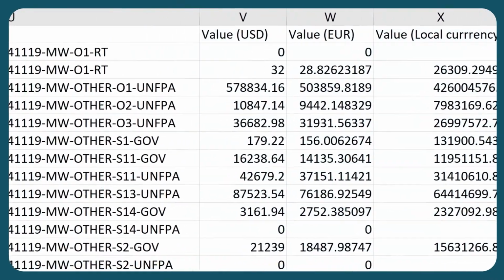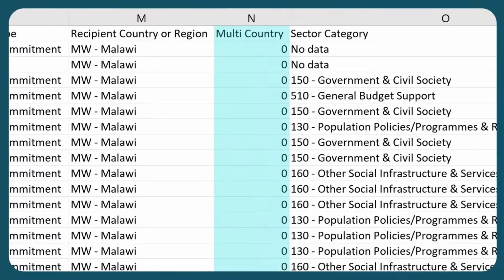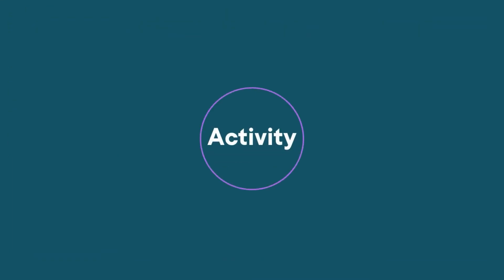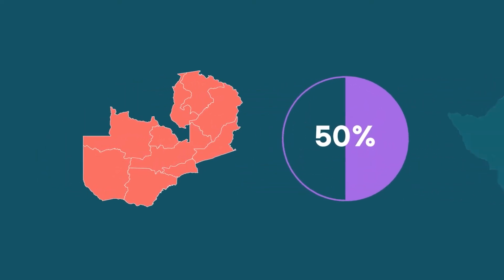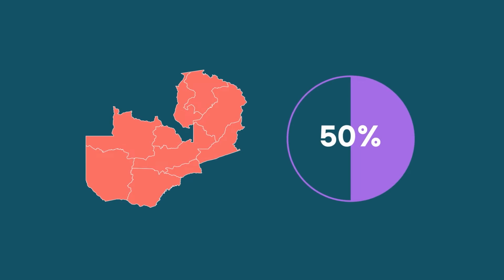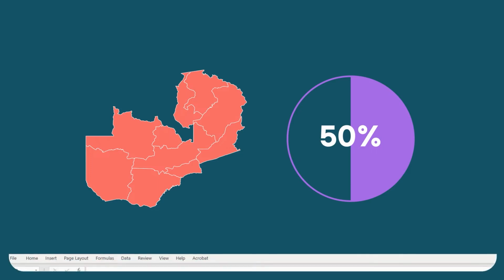When working with data that has more than one recipient country or region, it's important to understand that the transaction value is only an estimate. For example, if an activity has recipient countries of Zimbabwe and Zambia with 50% allocated to each country, 50% has been applied to the transaction values for that activity in the Zambia file. You can choose to filter these activities out if you don't want to include them in your analysis.